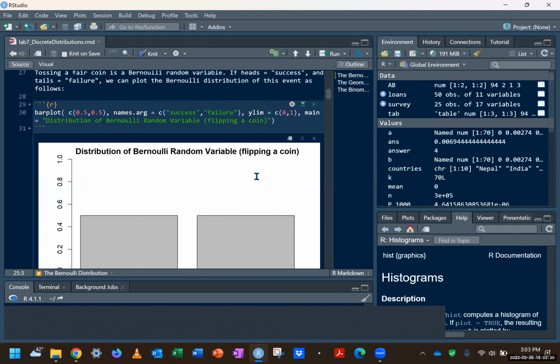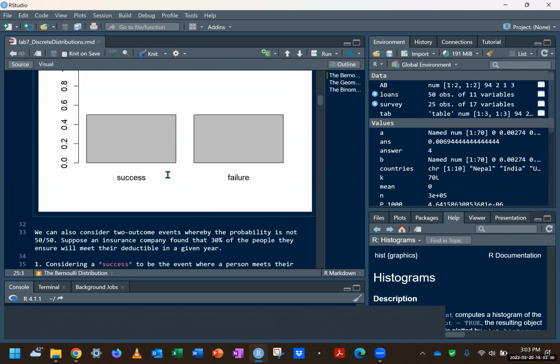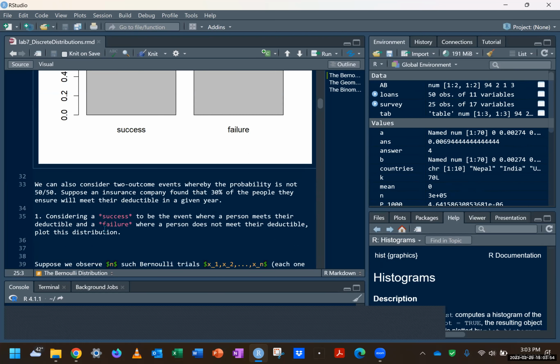Let you see this more wholly. The probability of each is 0.5, and they both add up to 1. So that's a probability distribution. But we can also consider events that are not 50-50. So here we have an insurance company. They have found that about 30% in a given year meet their deductible. And so for the remainder of this lab, we're going to call success an event where someone meets the deductible and a failure where someone does not. And again, we could just as easily switch it, but we're going to keep it this way so as to avoid confusion.